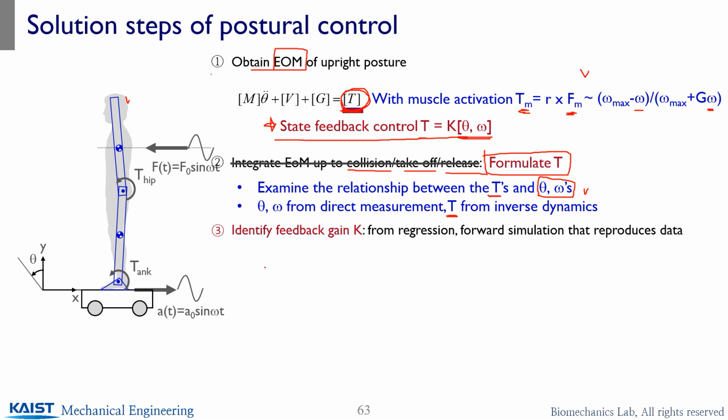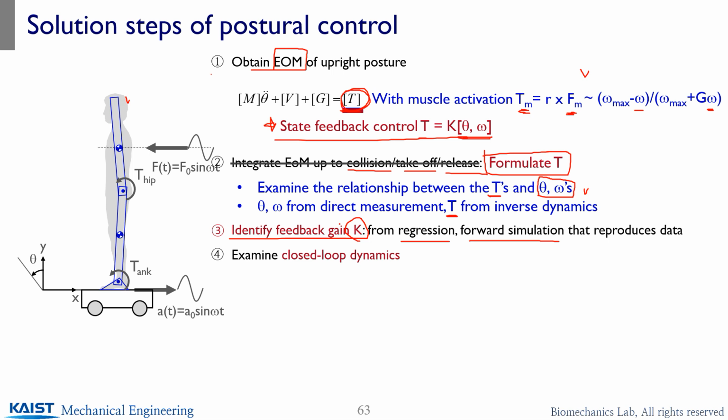Again, once you formulate the T, the state feedback control for the joint torque, the next step is you have to identify the gain. Maybe you can do regression or forward simulation or various other ways to reproduce the data or to represent the human data. You should identify the K.